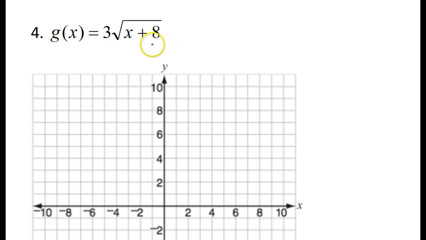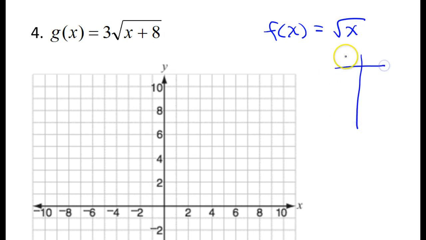So looking at number 4, if you take away any addition, subtraction, and multiplication, you're going to be left with the parent function. So the parent function must be the square root of x. So we need to graph that. And so a short table of values would be helpful.